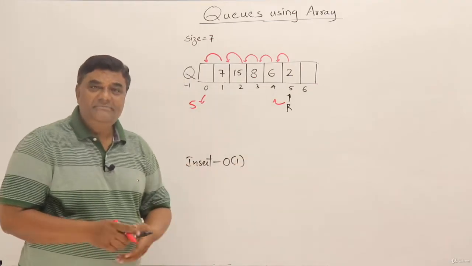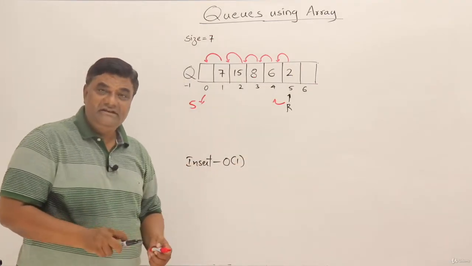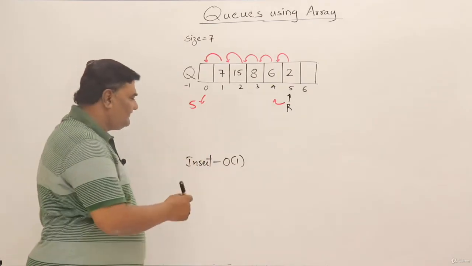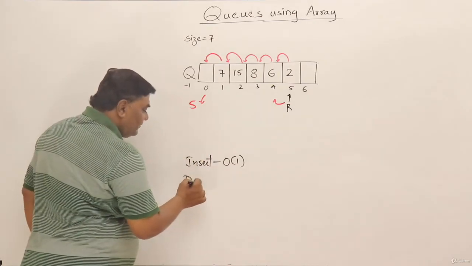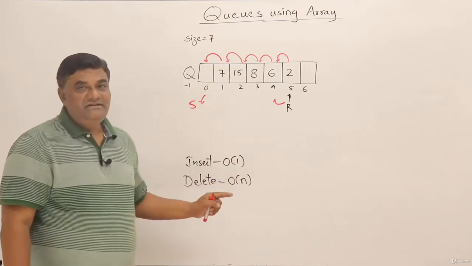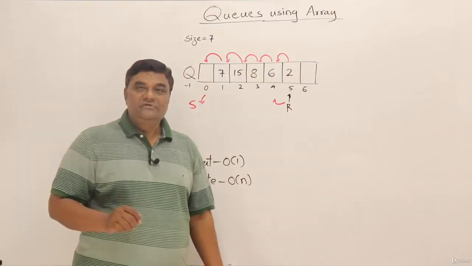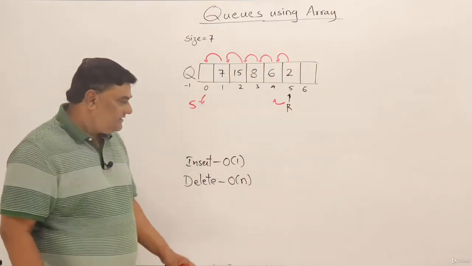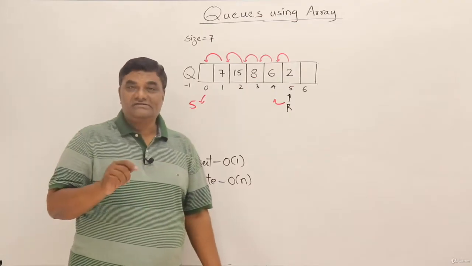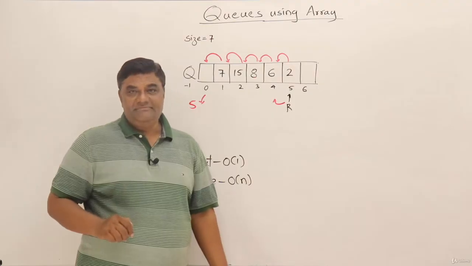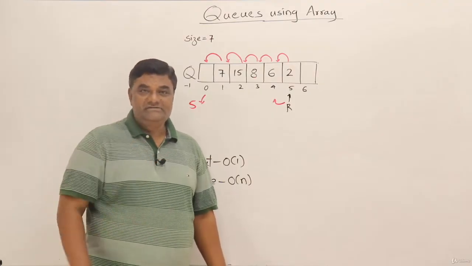And for shifting the elements, how much time does it take for deleting an element? Order of n. As many elements are there, you have to shift all of them. So delete operation takes order of n time. So insertion takes order of 1 time, deletion takes order of n time. So this is the drawback and we want to remove this drawback and we want delete operation to also take constant time. So let us see next method of implementation by using two pointers.